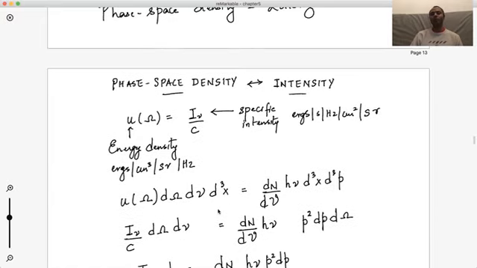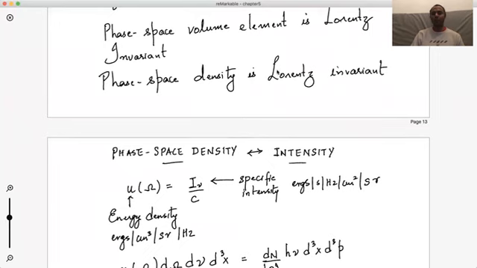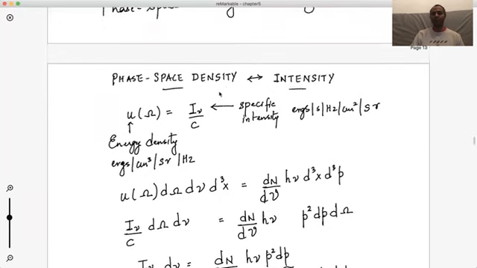Now, how are we going to use it? The way we're going to use it now is we're going to relate the phase space density with intensity, which we studied in week 1, right? So I'm talking of specific intensity here, which is ergs per second per hertz per square centimeter per steradian. And I'm going to try to find a relationship between this and the phase space density of photons. By the way, this is true for any particle. We're just going to apply it to photons now.